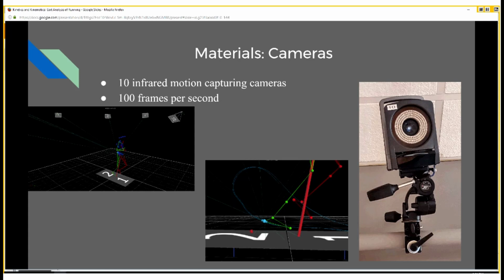And this is basically a camera that we had in our lab. We have them set around the whole room, so each camera picks a certain marker and traces that marker the whole time.